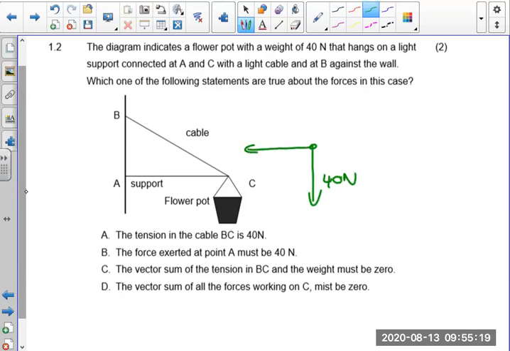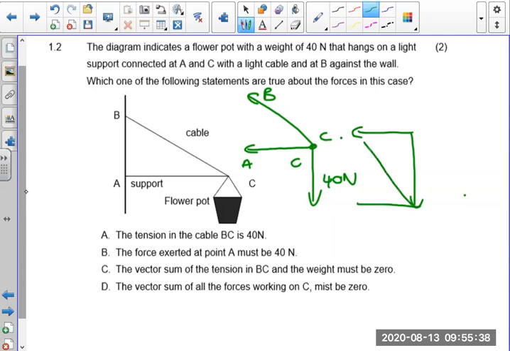Then we have AC, and here we have BC. That's the forces that we have. Okay. So if we complete the triangle, it's going to be this one downwards, then this one, let's say that one, and then this one. That's the triangle that we're going to draw. Okay. Now, because it's an equilibrium, then I can draw a triangle of forces.